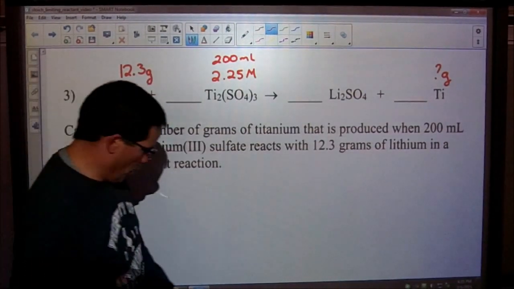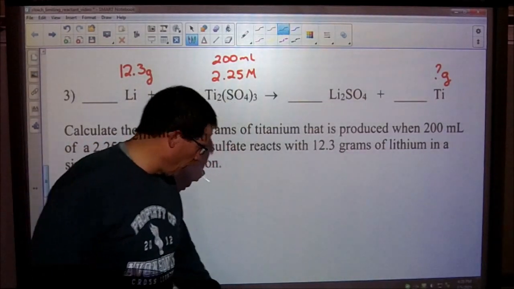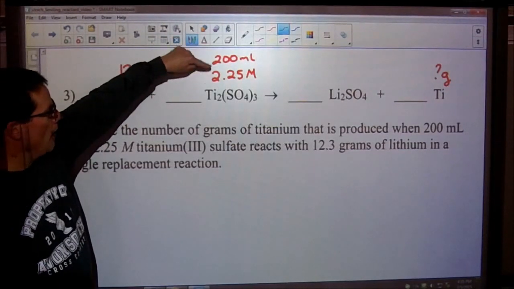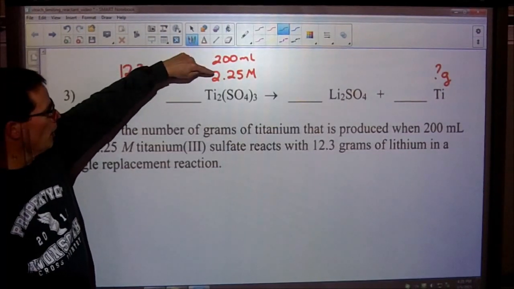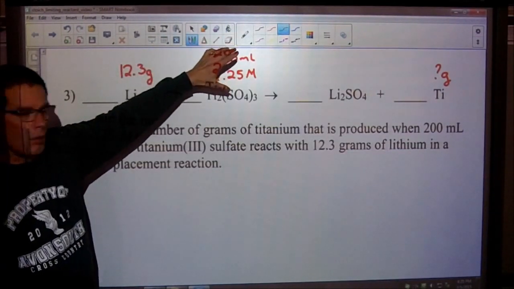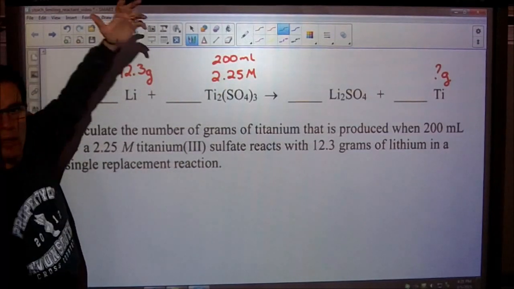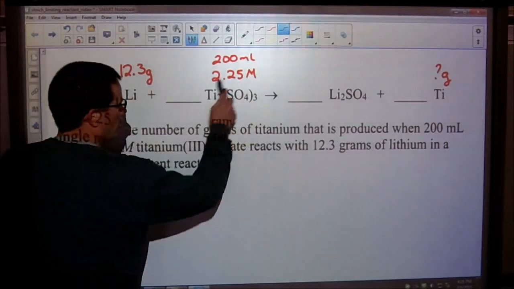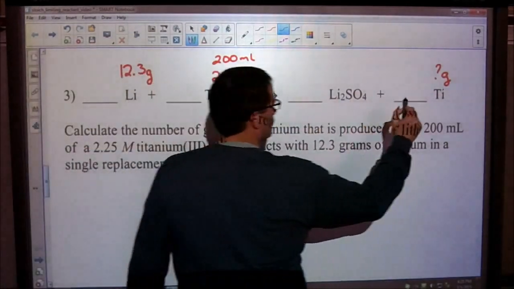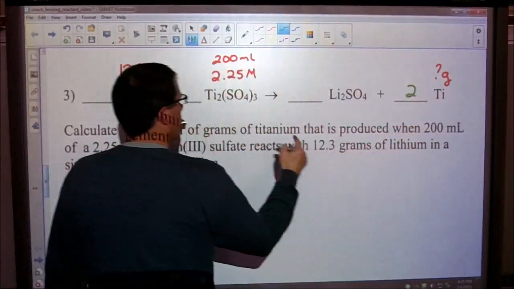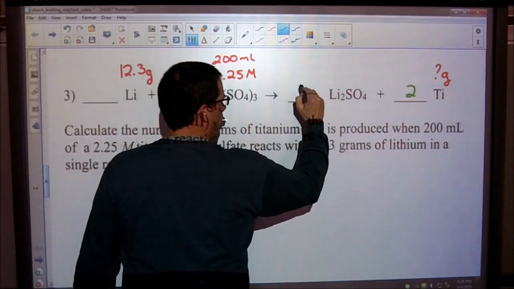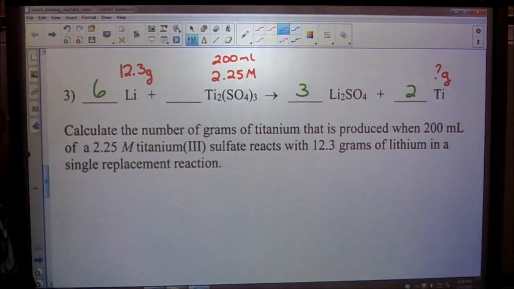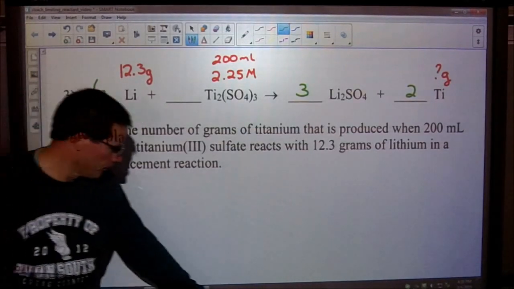Okay, so again, looks like we've got ourselves a limiting reactant problem because yes, I do have complete information. I have a volume and a molarity that will give me moles, and I do have grams that I can convert into moles. So step 1, let's write a balanced equation. Boy, that one looks ugly as all get out. So let's start there. So we've got 2 of those sulfates, 1 there, 3 here. So I'm going to put a 3 there. Now I've got 6 lithium. So there's our balanced equation.